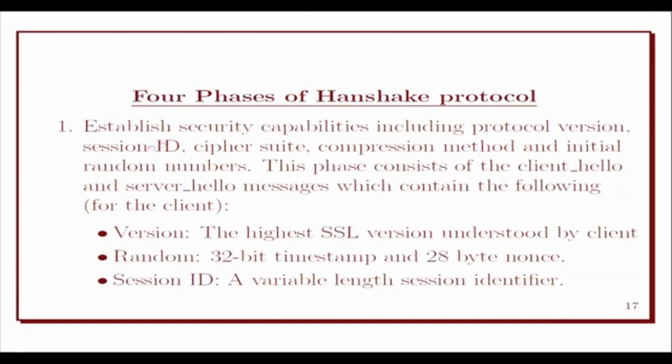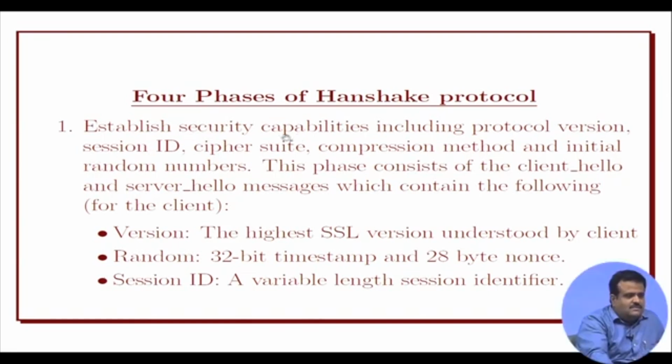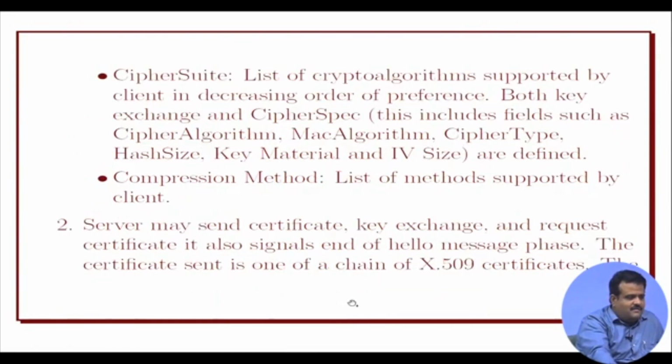Okay, so, this is to establish security capacity. This phase establishes security capacity, including the protocol version, session ID, cipher suite, compression method, and initial random numbers. This phase consists of client hello and server hello messages, which contain the following for the client. Version, the highest SSL version understood by the client, random, a 32-bit timestamp and 28-bit nonce. These are used as random numbers, and the session ID, a variable length session identifier.